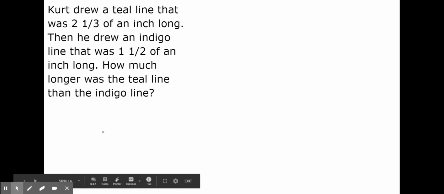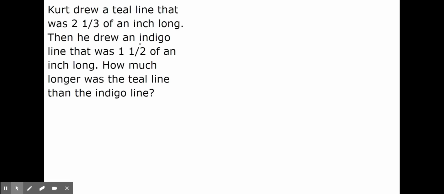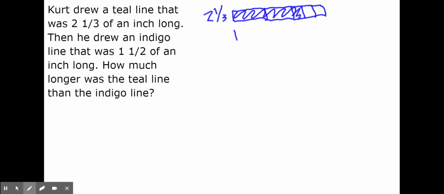All right, and this is about drawing lines. Kurt drew a teal line that was 2 1/3 of an inch long. Then he drew an indigo line that was 1 1/2 of an inch long. How much longer was the teal line than the indigo line? So how much longer again? And we are going to look at this. So the first line is 2 1/3. The second one is 1 1/2.